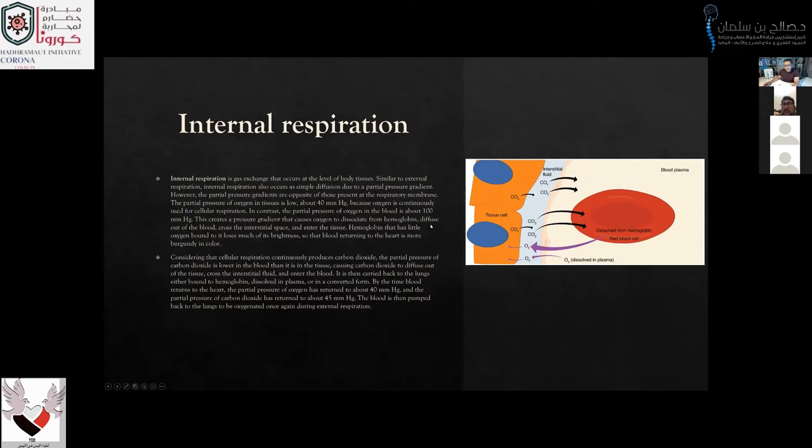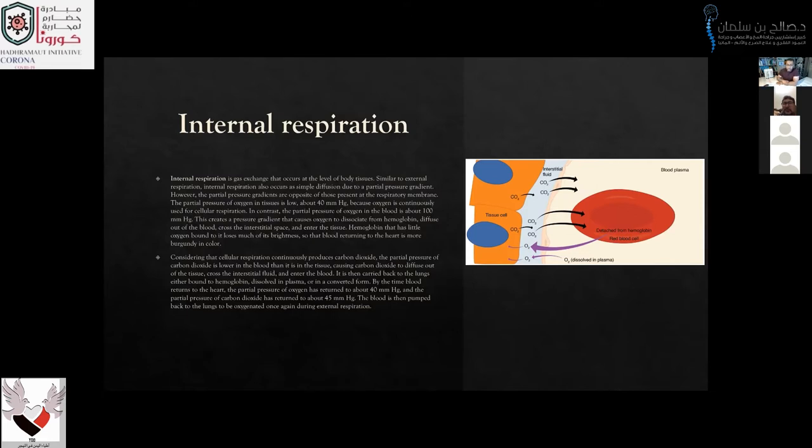Internal respiration is the second type of respiration, which is the exchange of gases between the tissue cells and the RBC and blood plasma. Internal respiration is a gas exchange that occurs at the level of body tissue, similar to external respiration. Internal respiration also occurs as simple diffusion due to partial pressure gradients. However, the partial pressure gradients are opposite to those present at the respiratory membrane.